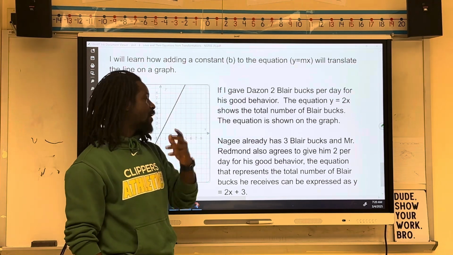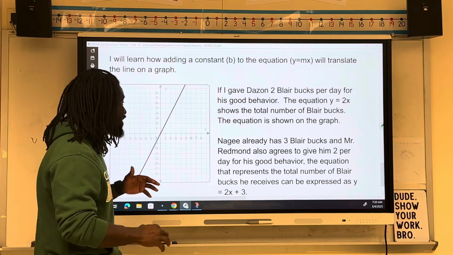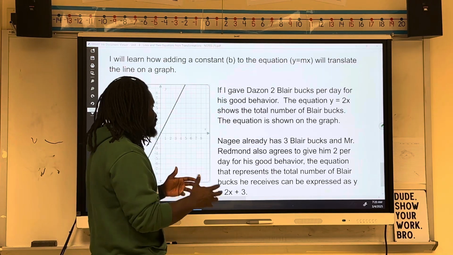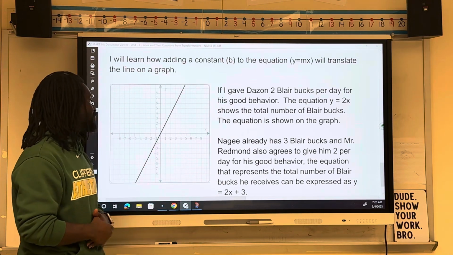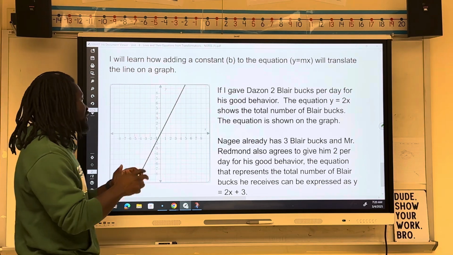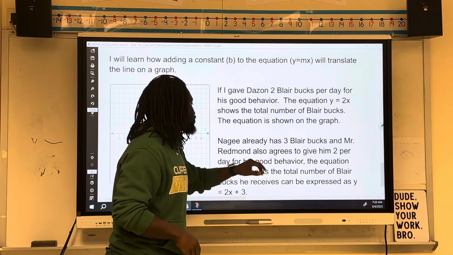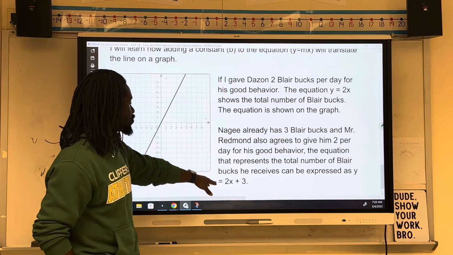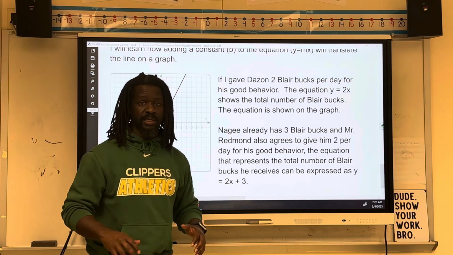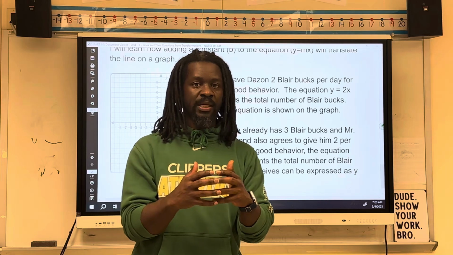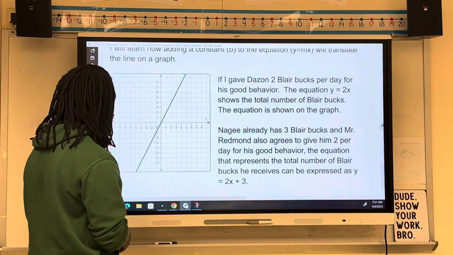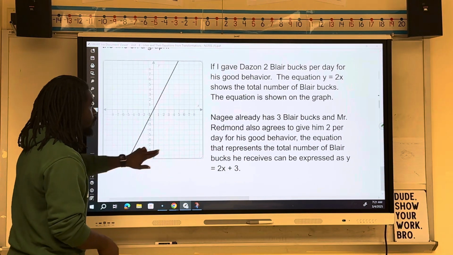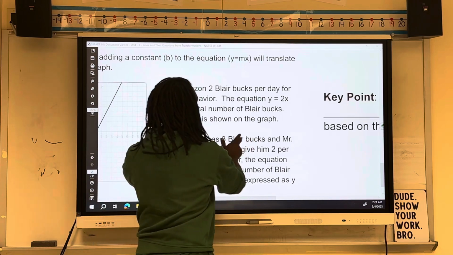Well, my homie Najee, he already has 3 Blair bucks, but Mr. Redmond also agrees to give him 2 Blair bucks for his good behavior. Well, the equation that represents the total number of Blair bucks Najee will receive is y equals 2x plus 3. So they're both getting 2 each day. Najee just starts off having 3. And so what we want to do is we want to do 2 things.